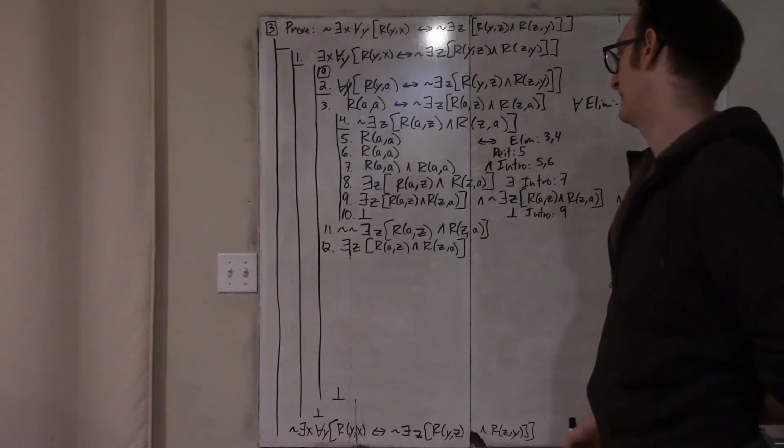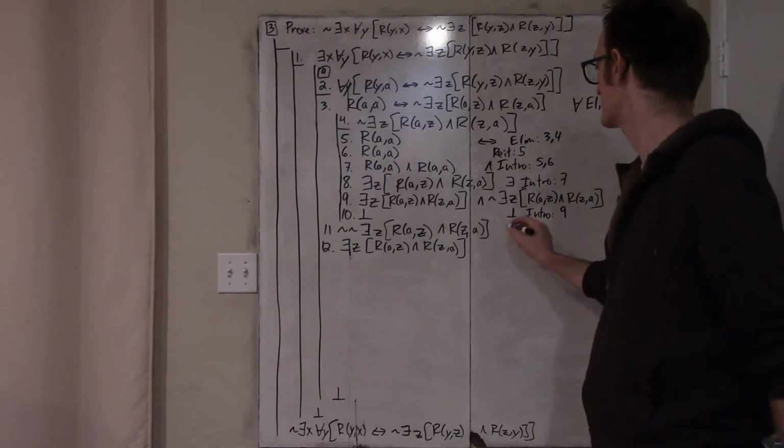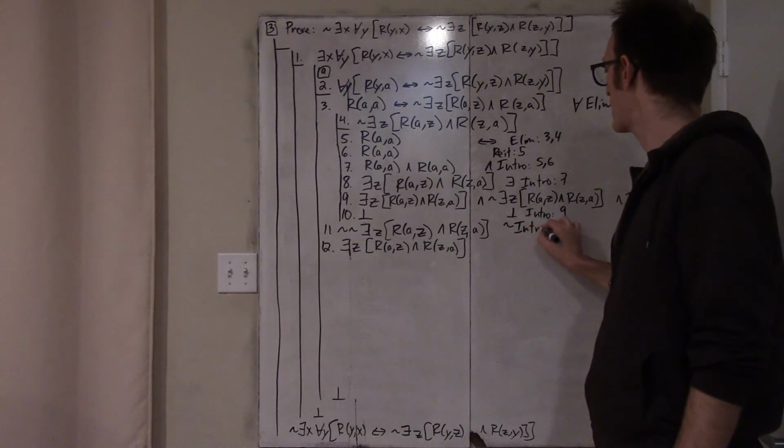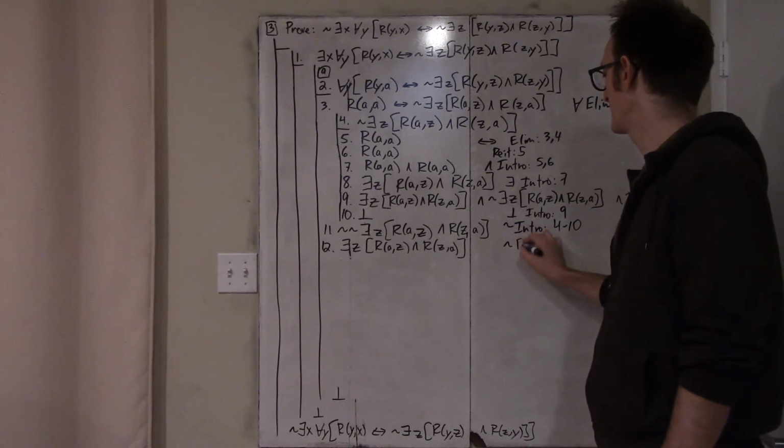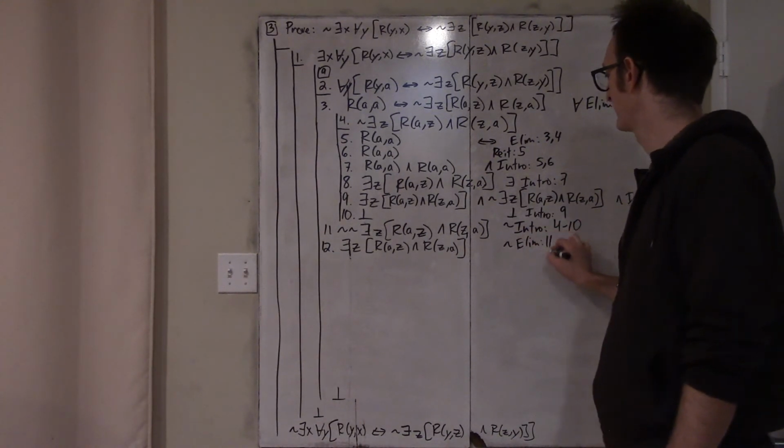Also, okay. Anyway, what is this? This is negation intro 4 through 10. This is negation elim 11.